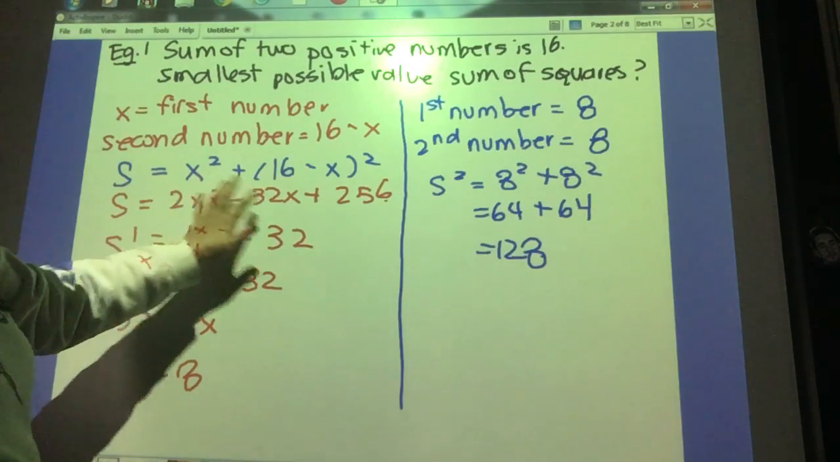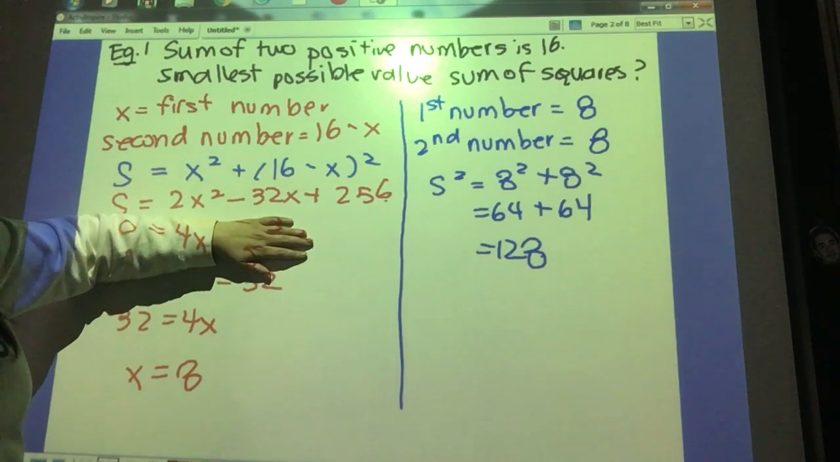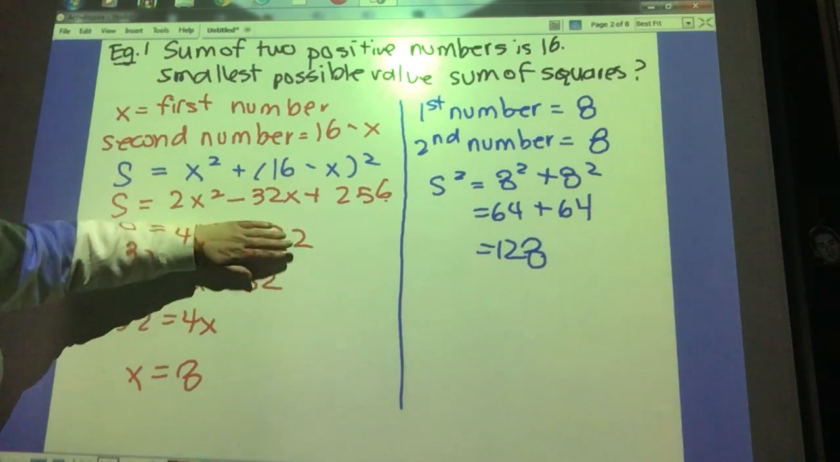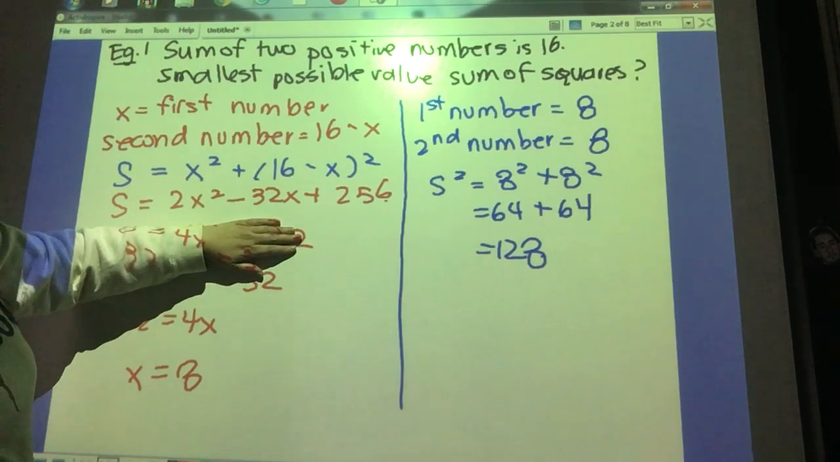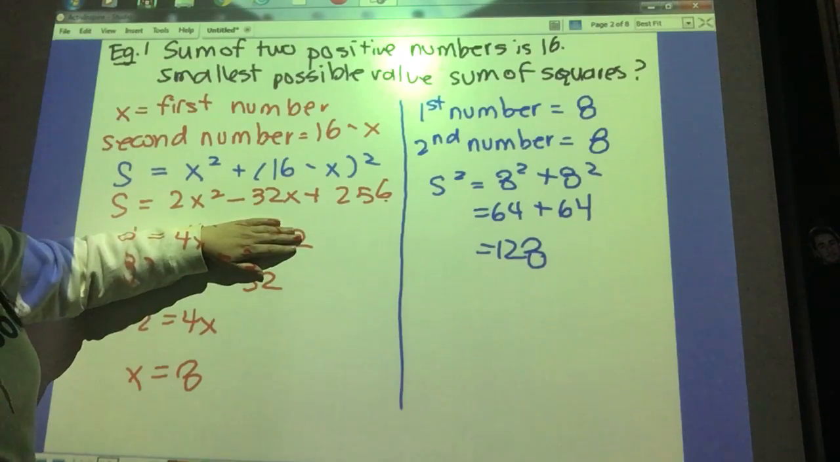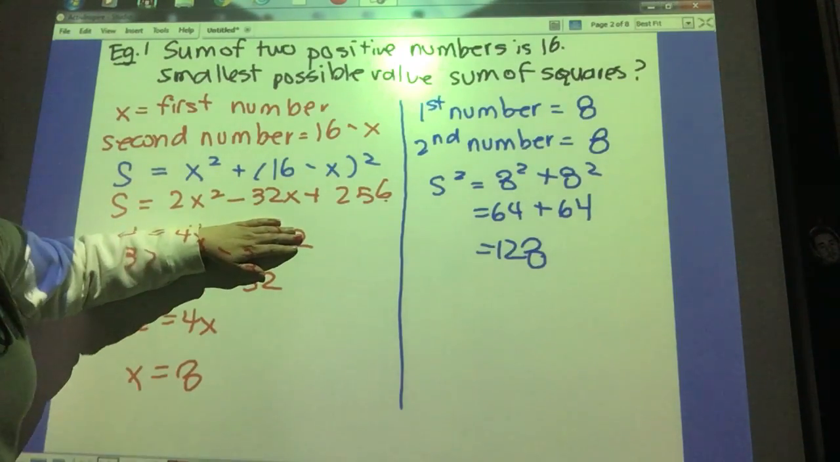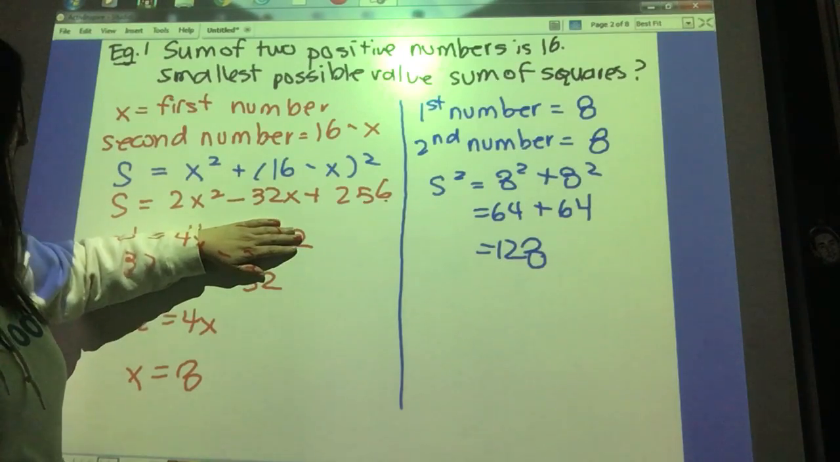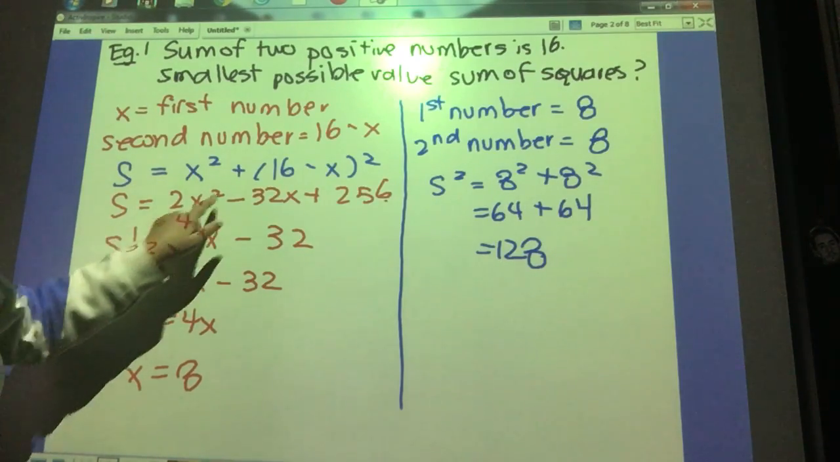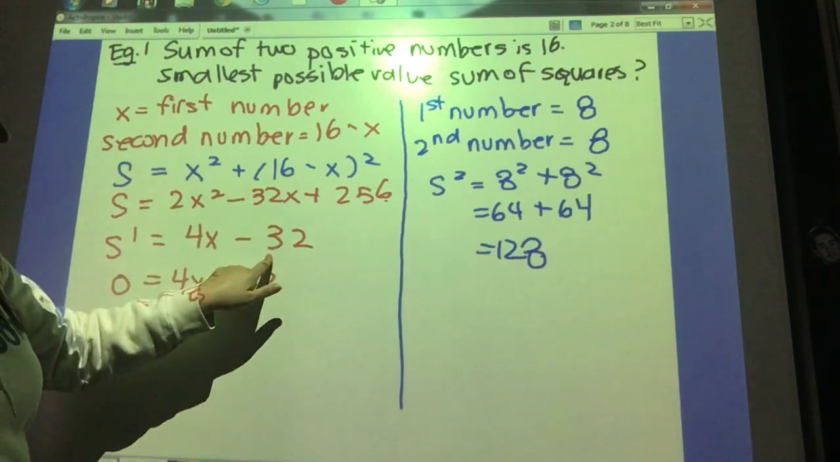Then I did the work. You can check it to make sure it's correct. You just multiply through and combine like terms. So our equation for the sum of the squares should be 2x squared minus 32x plus 256, if my math is correct. Then we take the first derivative. You guys should be experts at first derivatives now. So I did that already. The first derivative would be 4x minus 32.